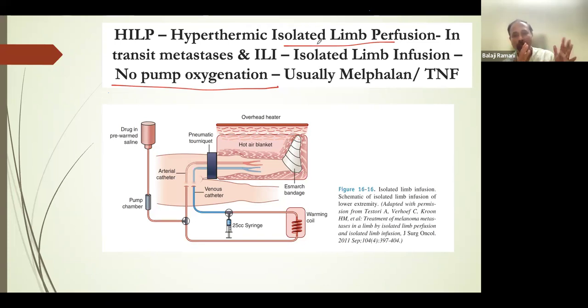The normal blood flow is allowed inside in your infusion, whereas absolutely no normal blood flow is allowed in case of an isolated limb perfusion. So that is the major difference between the two.